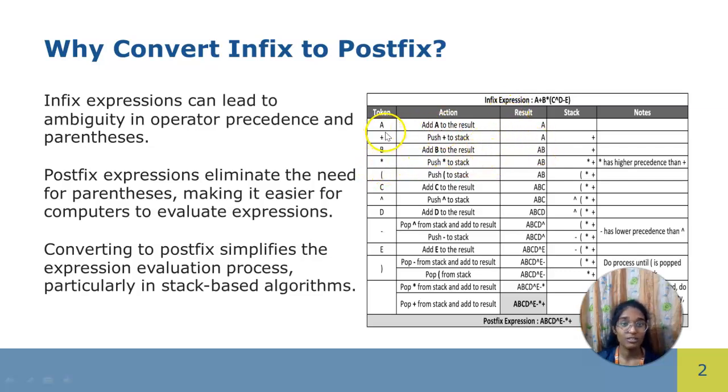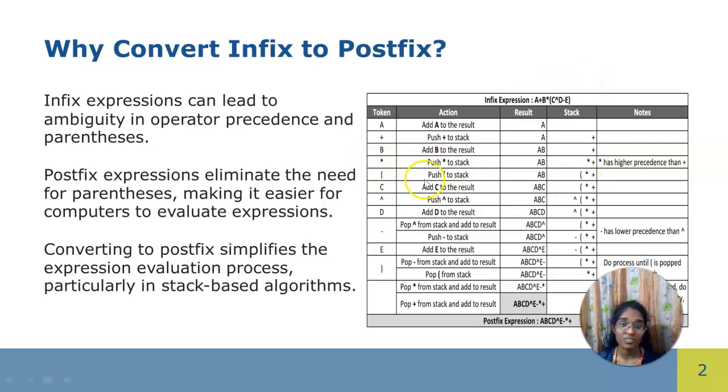First we take an infix expression: A plus B multiplied by open parenthesis C power D minus E. We take A. A is an operand, so we add it to the result, and plus is an operator, so we push it onto the stack. B is an operand, so the result is AB. Star, multiplication, is an operator, so we push it onto the stack. We follow the precedence: multiplication has higher precedence than plus, so it comes first.